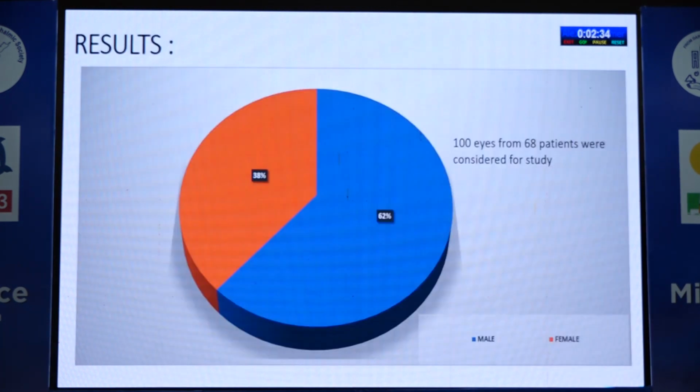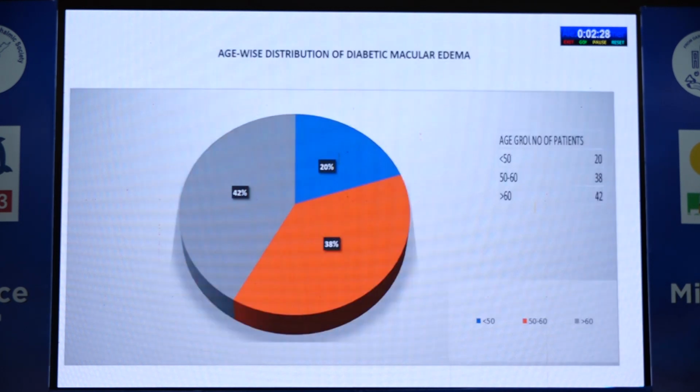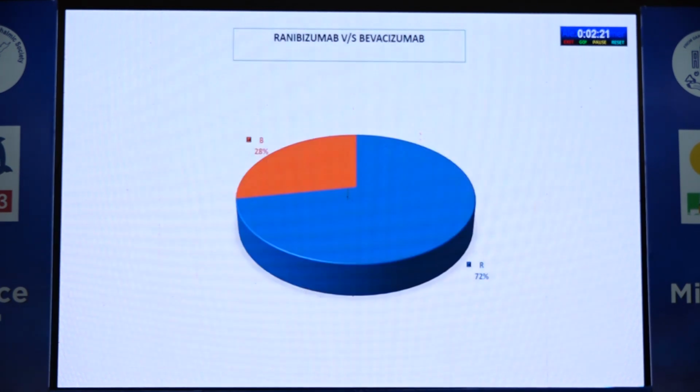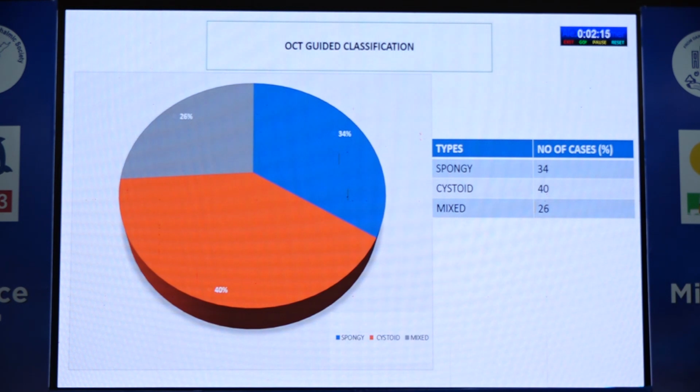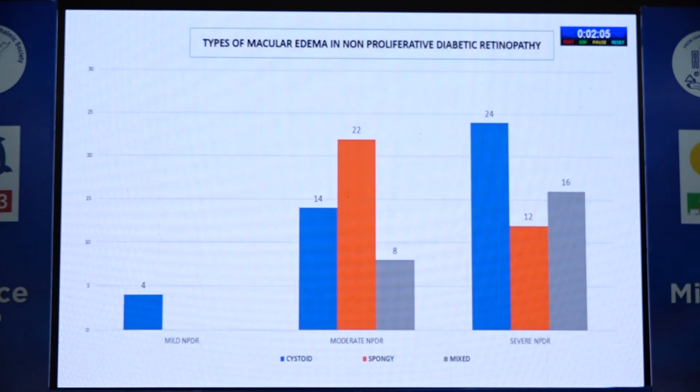The results included, out of the 100 eyes obtained from 68 patients, 62% were males. On age distribution, the most common age group was more than 60 years, constituting 42%. 72% of the patients were given ranibizumab injection. On OCT-guided classification, the most common type was found to be cystoid, constituting 40%, followed by spongy, which constituted 34%, followed by mixed, 26%.